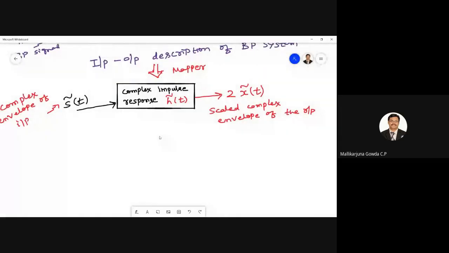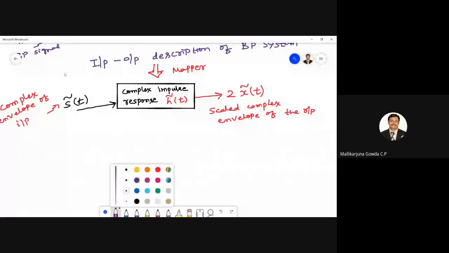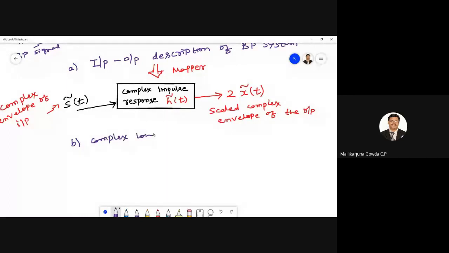Hope you understood now the mapping of this. What I wrote is the first diagram. This is all about the input-output description of the bandpass system. And this is another diagram, which is the complex low-pass equivalent model of the bandpass system.